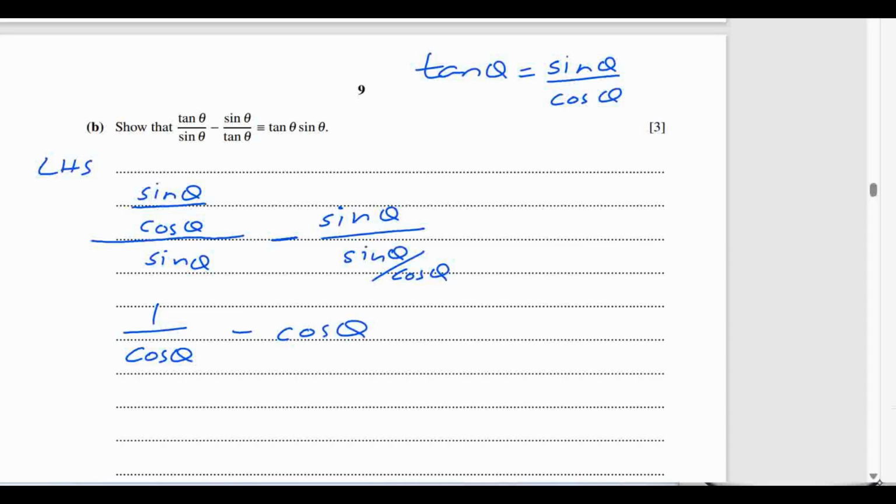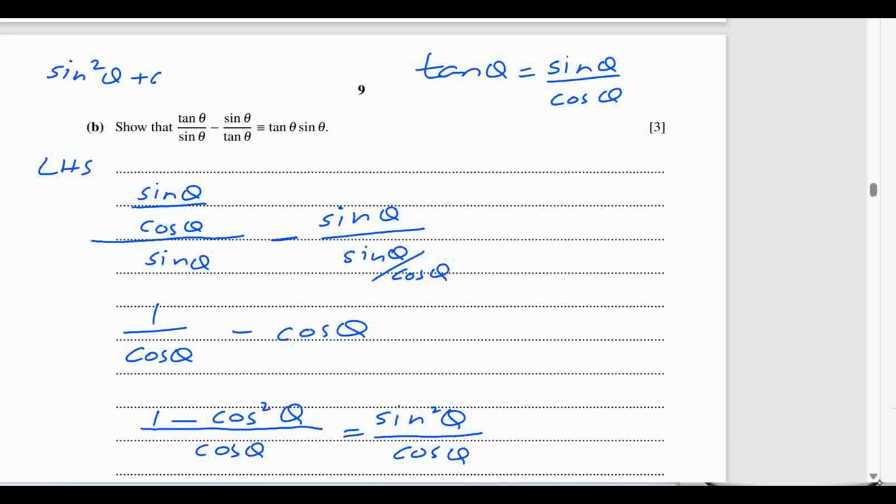Now we can take the LCM. If we take the LCM, this will be cos theta 1 minus cos square theta. As we know that 1 minus cos square theta will be equal to sine square theta, because we are using this formula, that is sine square theta plus cos square theta is equal to 1. So sine square theta is equal to 1 minus cos square theta.